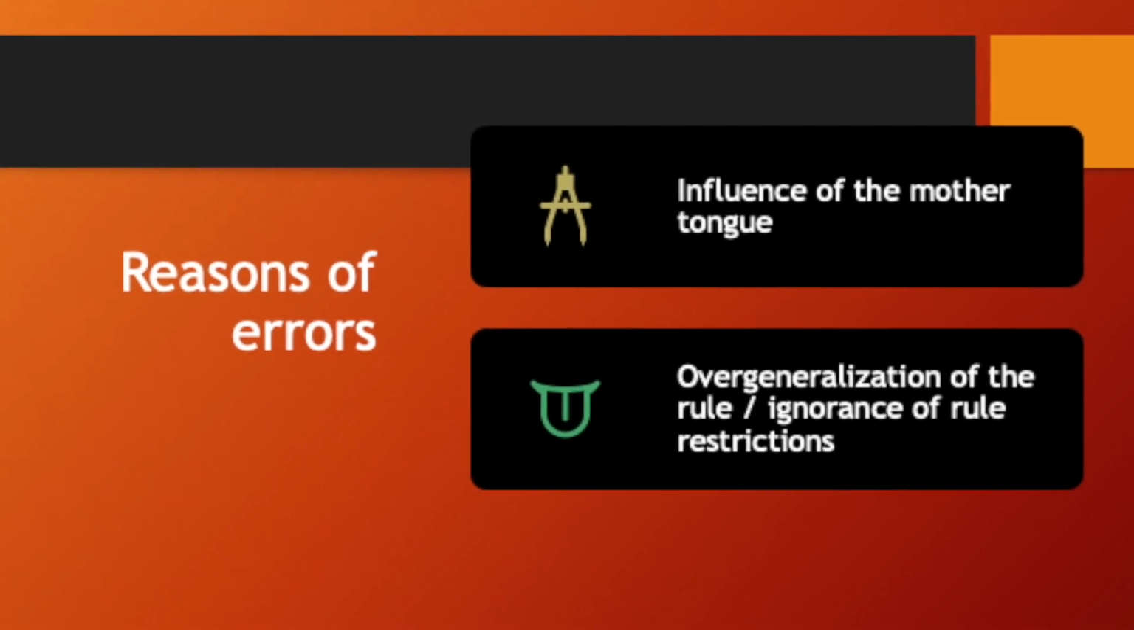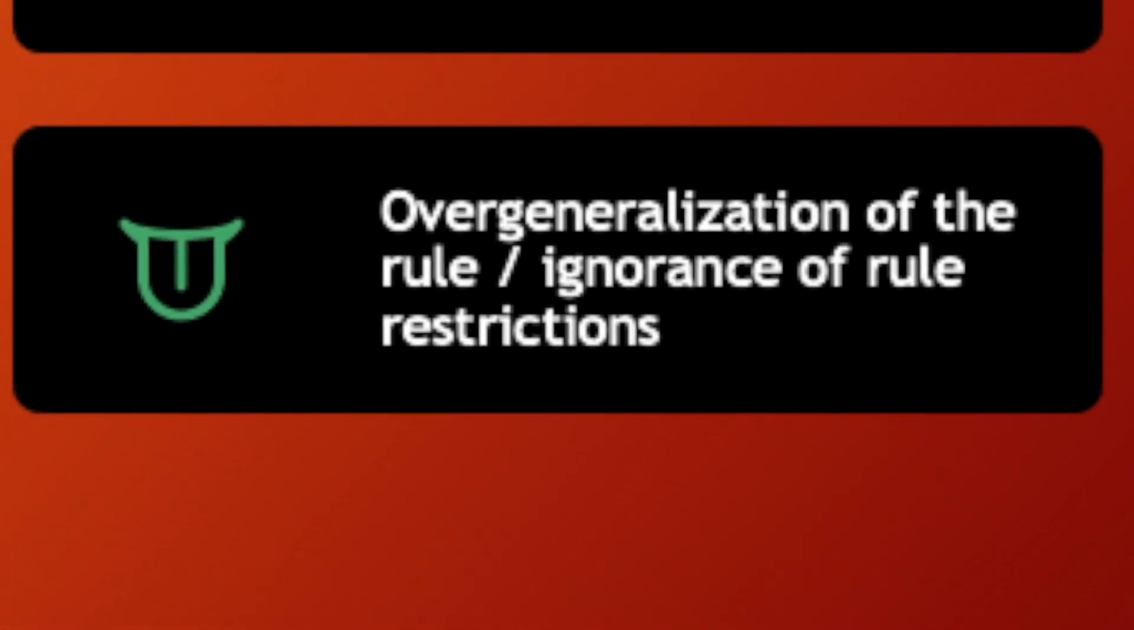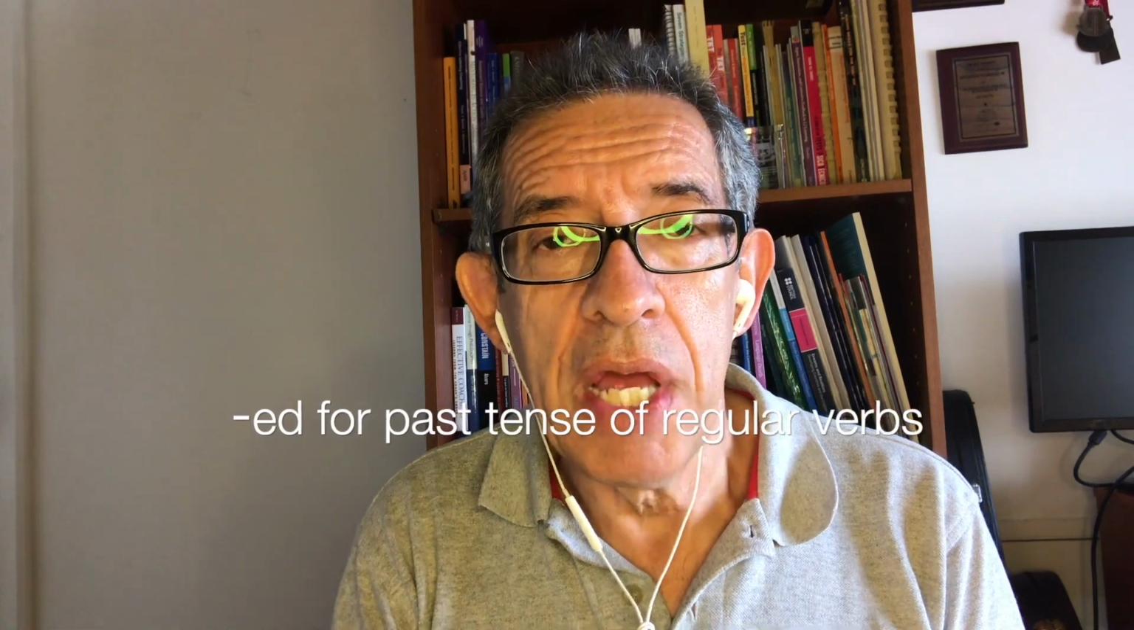Now, the second group is the overgeneralization of the rule, which goes together with the ignorance of rule restrictions. So, for example, if you teach your students the past tense -ed for regular verbs, for example, you say study, studied, then when you give them a verb like go, they will tend to produce goed. That is because they tend to generalize the rule, the -ed for regular verbs, to irregular verbs. There are many cases for comparatives and superlatives, for the articles, the noun forms, etc. So that is called overgeneralization of the rule, which goes together with the idea of ignorance of rule restrictions.